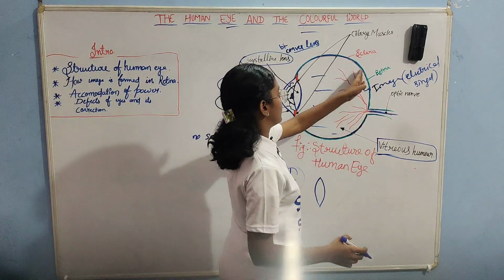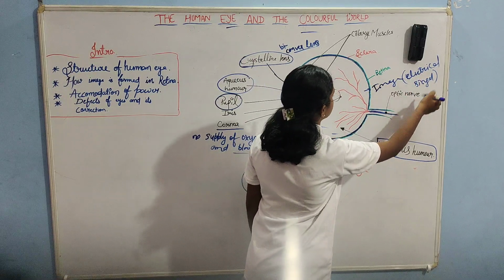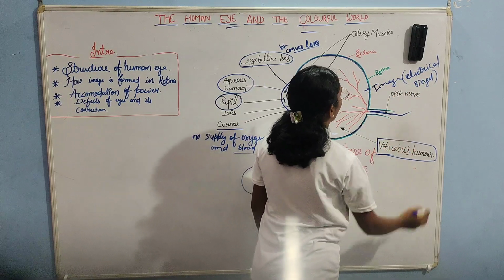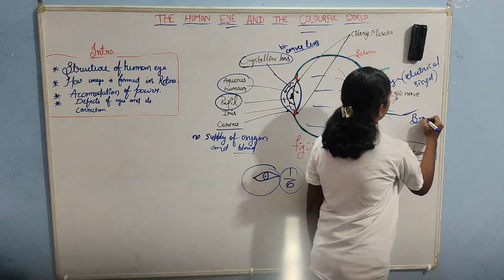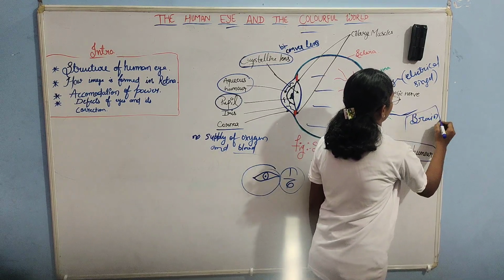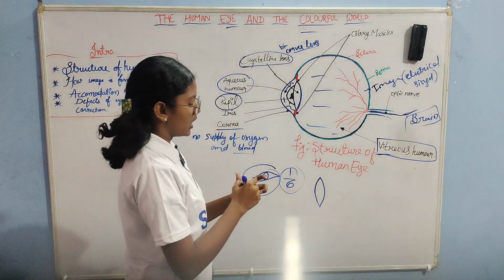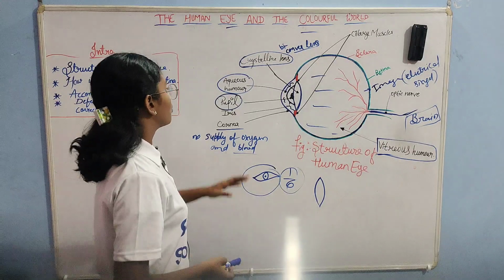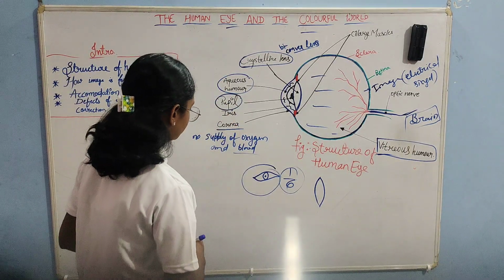When the image is formed in the retina, the sensors convert it into electrical signals and then it passes through the optical nerve. This optical nerve is connected to the brain. Thus, our brain will interpret the image of the object. Now, we will learn how the image is formed in the retina.